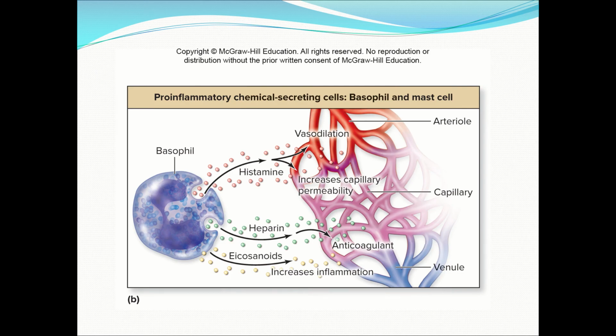This illustration shows a basophil releasing histamine, heparin, and eicosanoids, which all increase inflammation, capillary permeability, and vasodilation, as well as acting as an anticoagulant.